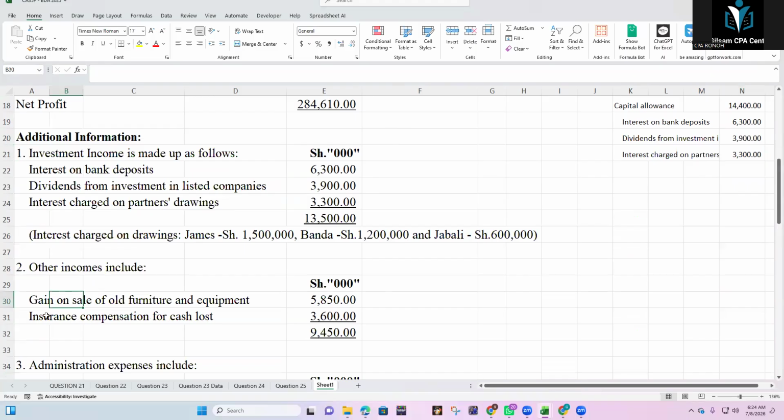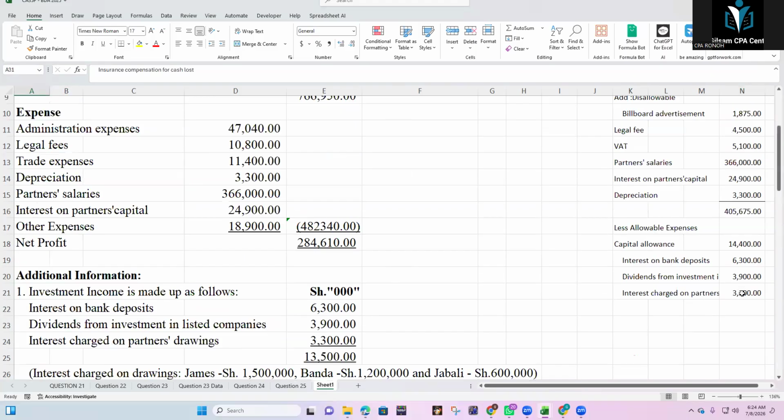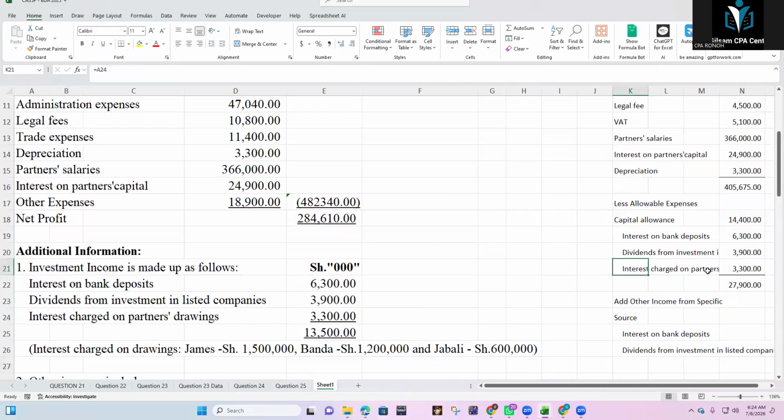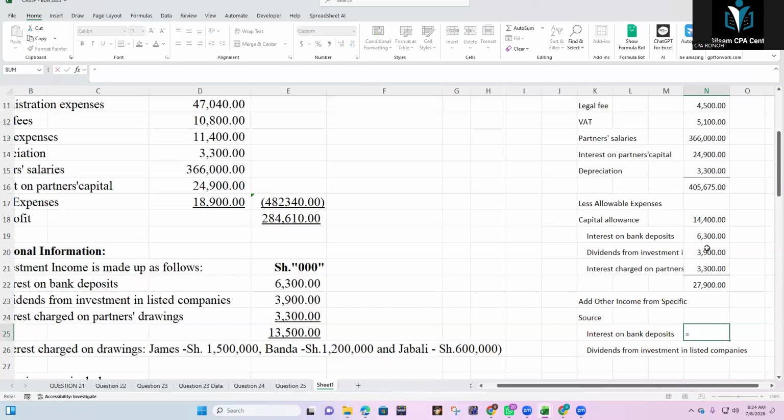Number 2, furniture and insurance, that is allowable. It is not from the specific source. So we get the total of that. Then we add back again other incomes from specific source, which we have here. We have the interest, we have the dividend. These entities have different treatment. That is a different treatment.